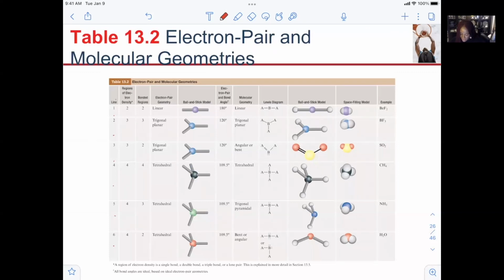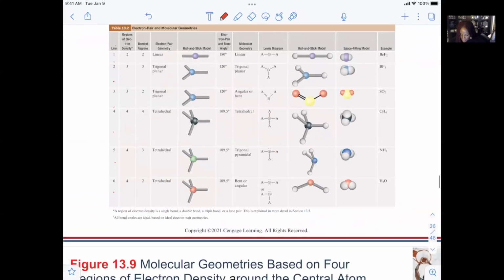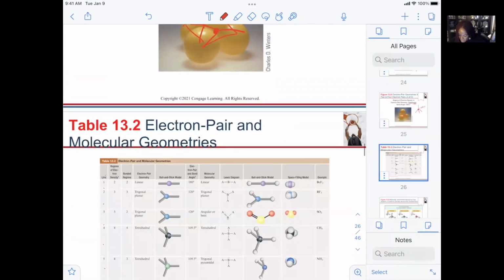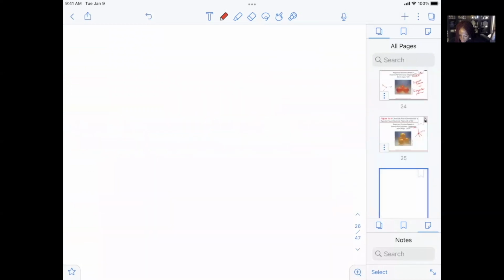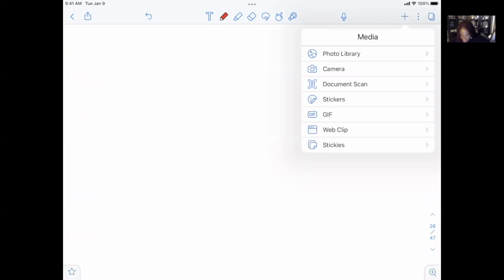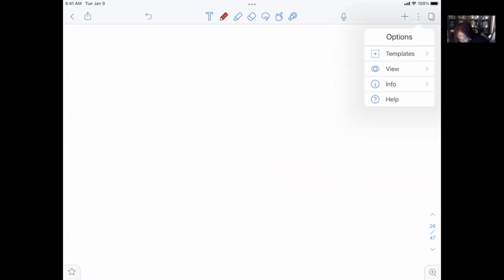Okay, let me see if I can insert this right here. I'm going to try to talk about this, but I want to insert a table. I'm going to add a page here and see if this works. Yeah, this is something different I'm doing. So let's see if that works.